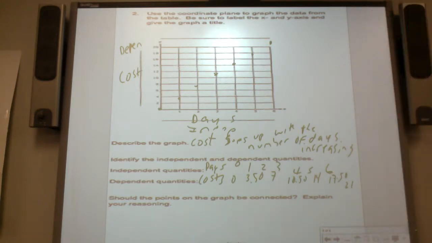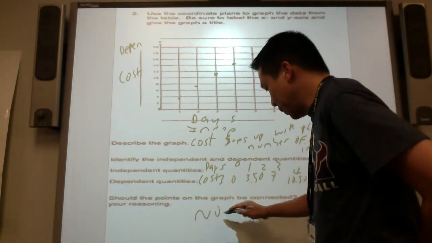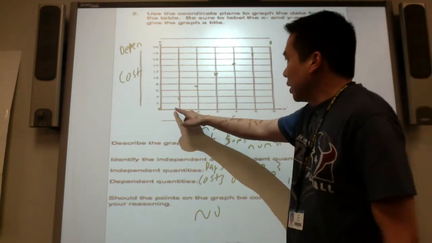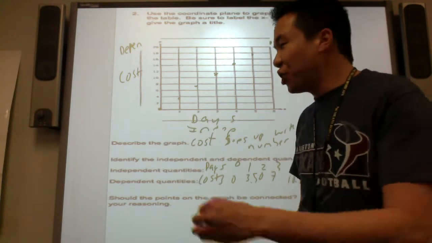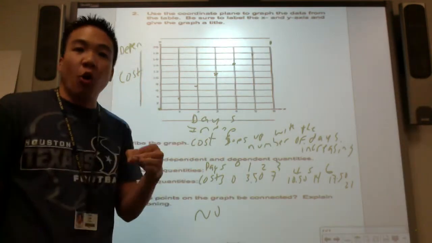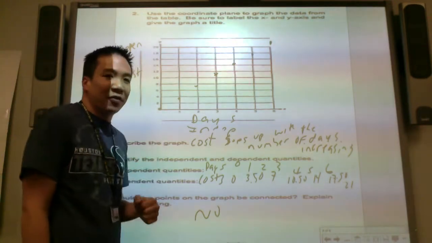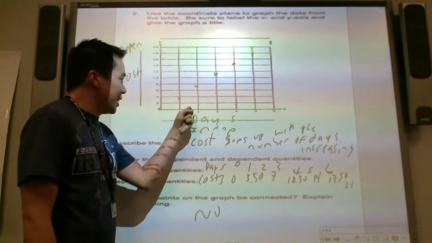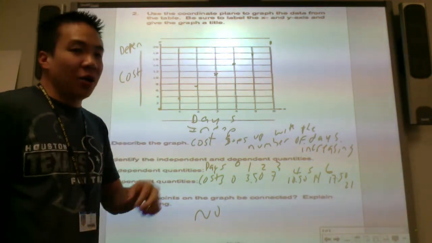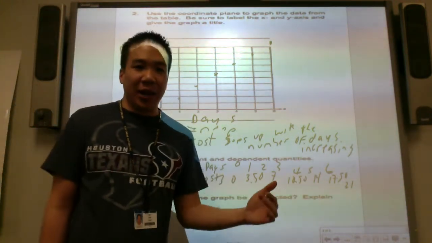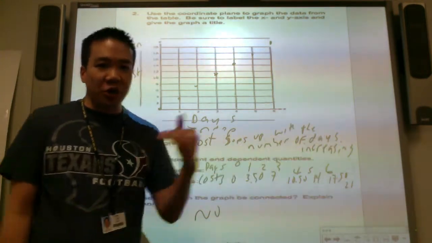Should the points on the graph be connected? Explain your reasoning. I would not connect it. No. It's because does he go there half in the middle of the day? No, he goes there every day, every full day. He shows up one time every day, and he spends that amount of money. He doesn't go halfway between because it's once a day.